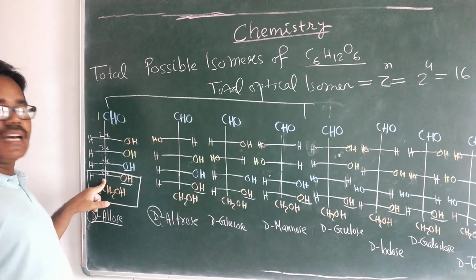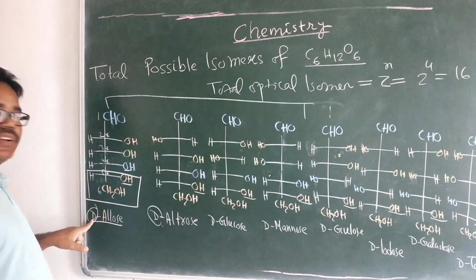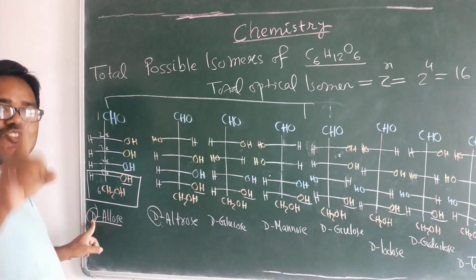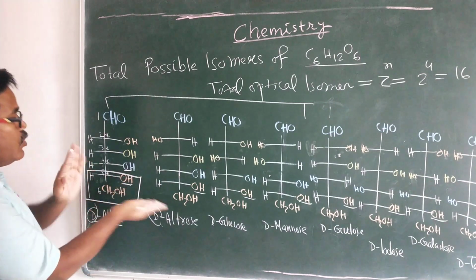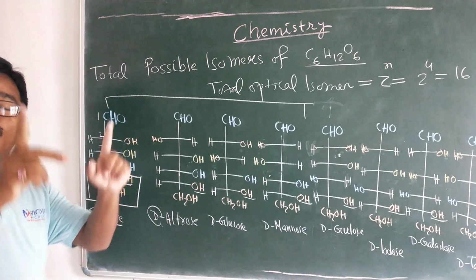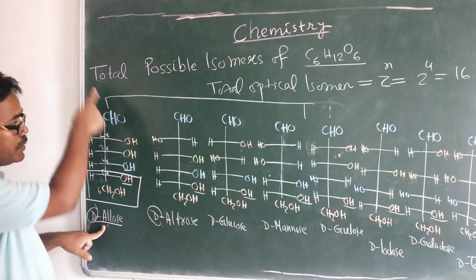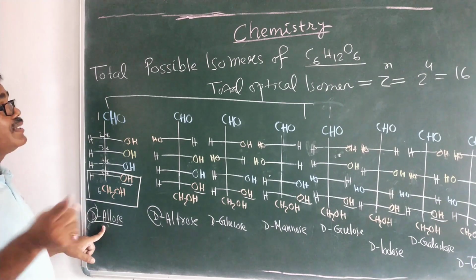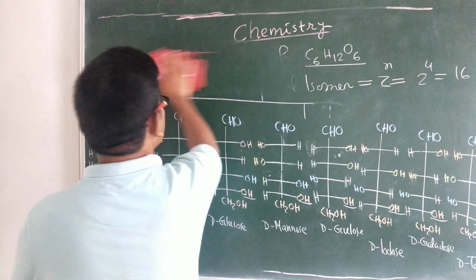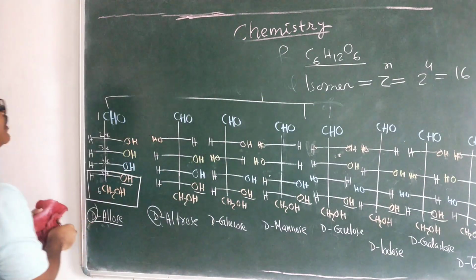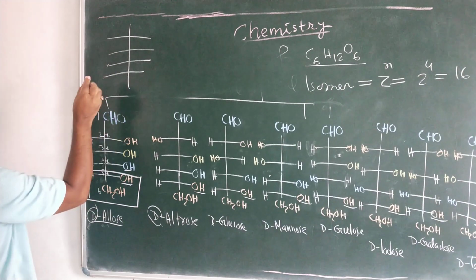In the last chiral carbon, if the OH group remains on the right hand side, that particular configuration is called D configuration. That's known to us. When this arrangement is inverted, we call it L configuration. Therefore, if you take the mirror image of D allose, we will get L allose. How? I can show you the mirror image of D allose. Now this will be the case.